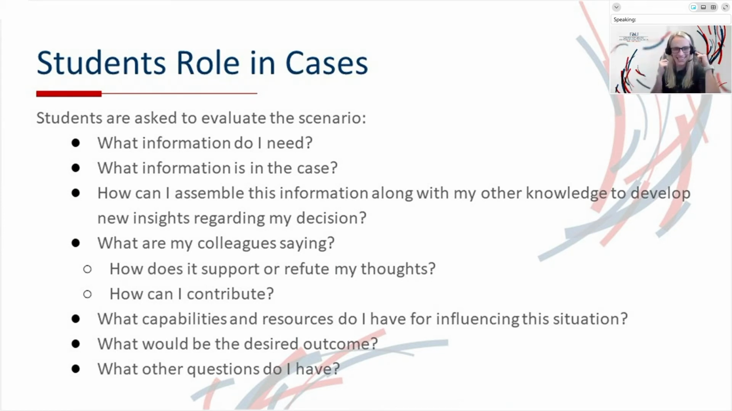And then listening, right? I think that's something that is so valuable in this case method, listening to your colleagues, listening to other people's perspectives and opinions about their interpretation of what this case is, because I think everyone has their own unique lens that they come to a situation with, and it's so important when you have the opportunity to discuss that with others. So having students practice active listening, and being able to think about how it is going to support or refute what I'm thinking, and then how can I contribute to that?